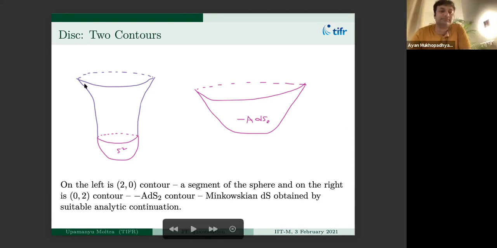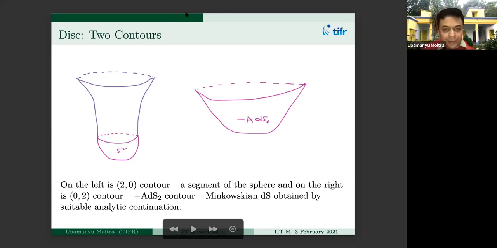Okay. Yeah, let me, should I try to annotate? No, I got it. Okay. Yeah, thank you.